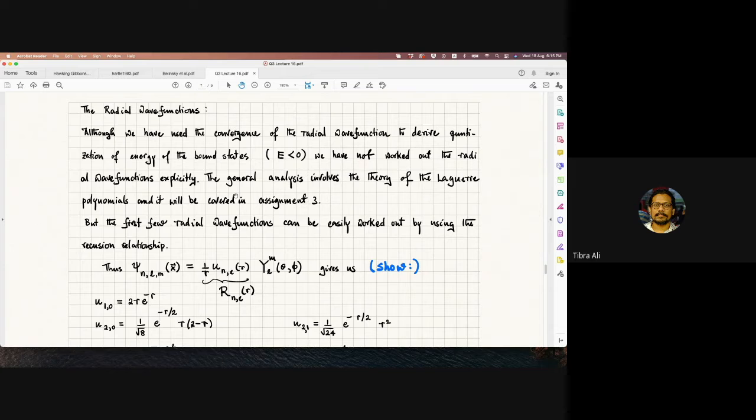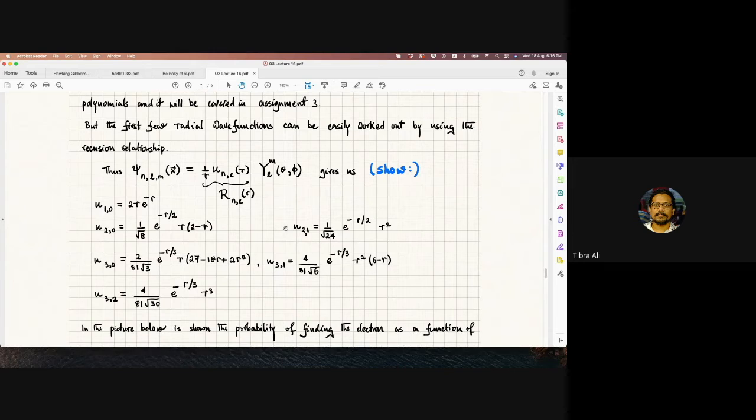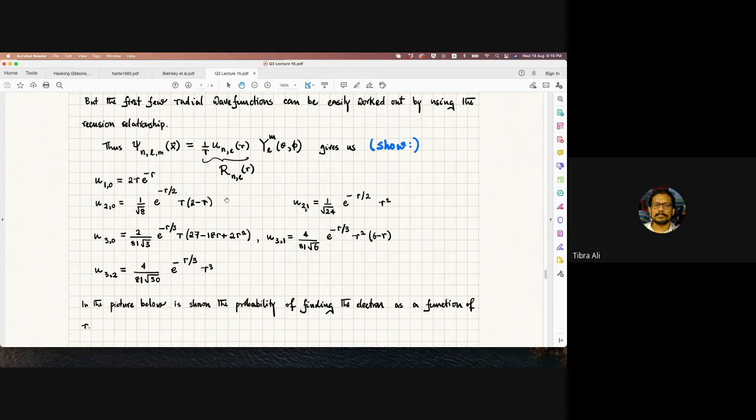But I will also set a problem in the third assignment on the general properties of these radial wave functions, the polynomial part of which is known as the Laguerre polynomials. Okay. So the full wave function, of course, is going to have this radial part and the angular part. And if you work out what the radial wave functions are, they look like this.